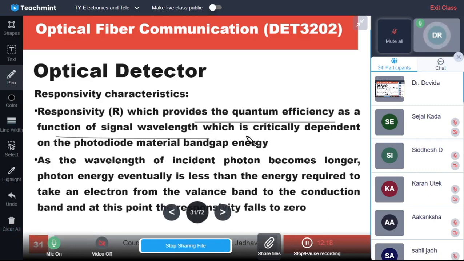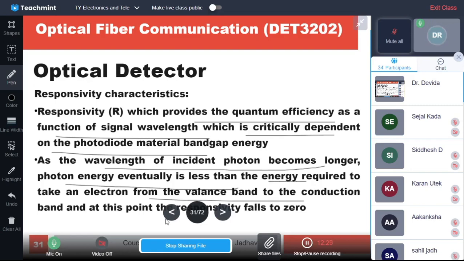So responsivity provides the quantum efficiency as a function of the signal wavelength, which is critically dependent on the material. As the wavelength of the incident photon becomes longer, the photon energy eventually gets lesser than the energy required to take an electron from valence band to conduction band, and this reduces the responsivity to 0 at a certain wavelength, or responsivity falls to 0 whenever there is no detection.